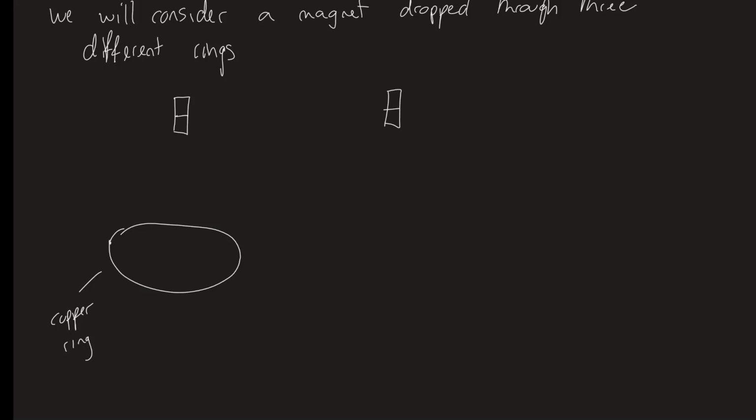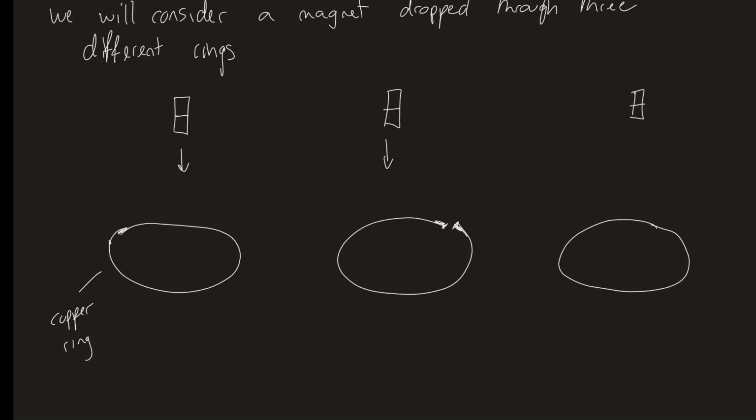I'll draw out the others. We'll consider a ring with a split in it. So just to emphasize that, at the ends there, they're not connected to each other. There's a gap. We'll drop a magnet through that. And then finally, we'll drop a magnet through a nichrome wire. This is just a higher resistance wire, and that wire has been turned into a ring as well.